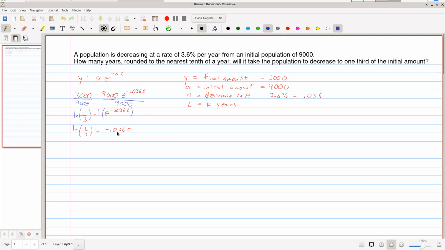Finally, to get t by itself, we'll divide both sides by negative 0.036. So this way on the right-hand side, these cancel out, and we're left with just t. And on the left, we can now evaluate this. ln of 1/3 divided by negative 0.036 gives us about 30.5 years.